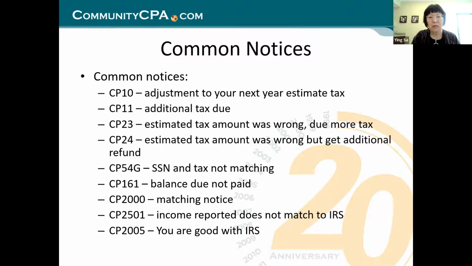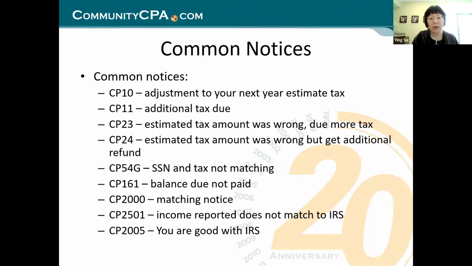CP54G, this is a special one. This one is actually a serious one because they cannot match your social security number with the tax you filed. So SSN and the tax do not match. That is a big problem. So when you receive that, you really need to go back to the source. Whoever issued the tax data, maybe your bank issued a 1098, maybe it is your vendor, the contractor who got your social security number wrong, maybe it is your mortgage company, maybe it is your school, whatever that is, the source data at the IRS doesn't match your tax data.